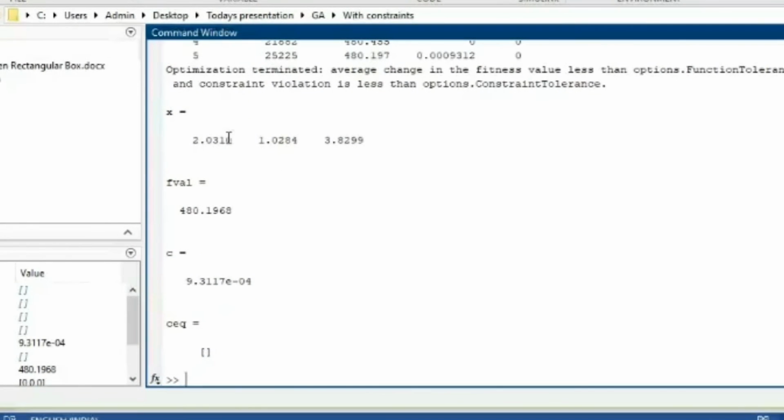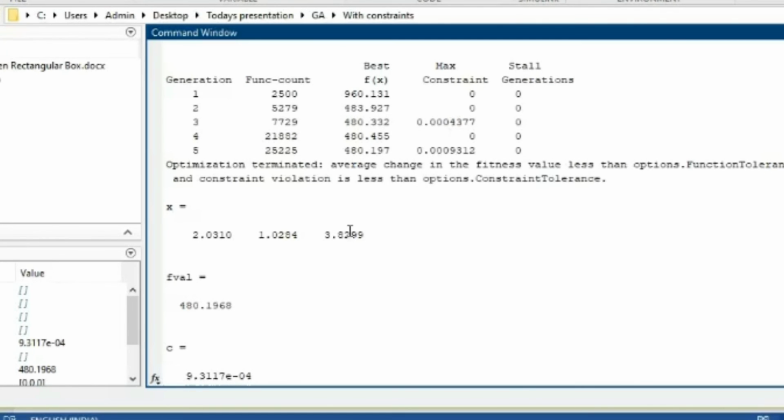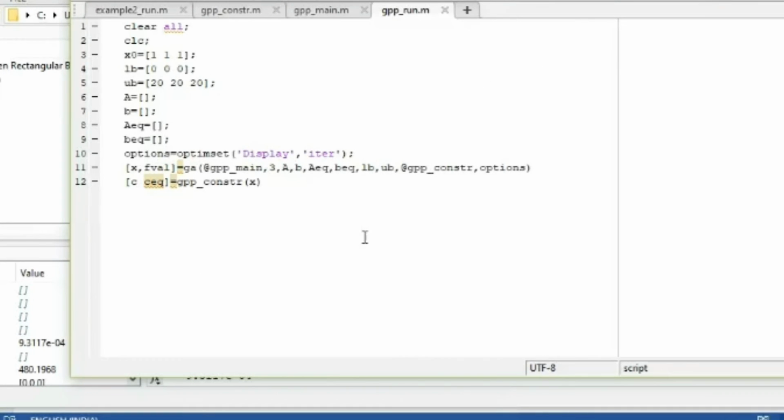this is the output result which we will get. The X values and F values within the given lower bound and upper bound, the optimal values, then the objective function value, and then the value of the nonlinear inequality constraint. So this is the way we can write the M file for the objective function, the M file for nonlinear inequality and equality constraints, and then the run file to execute both M files of objective function and constraints.